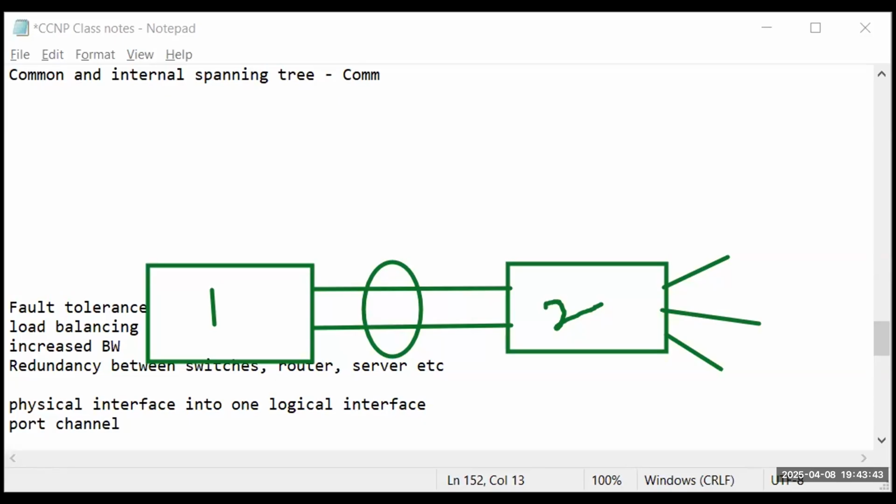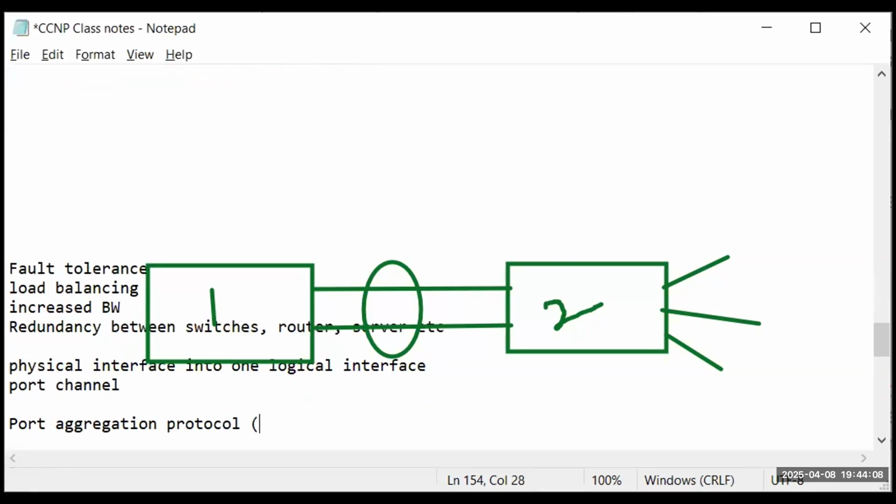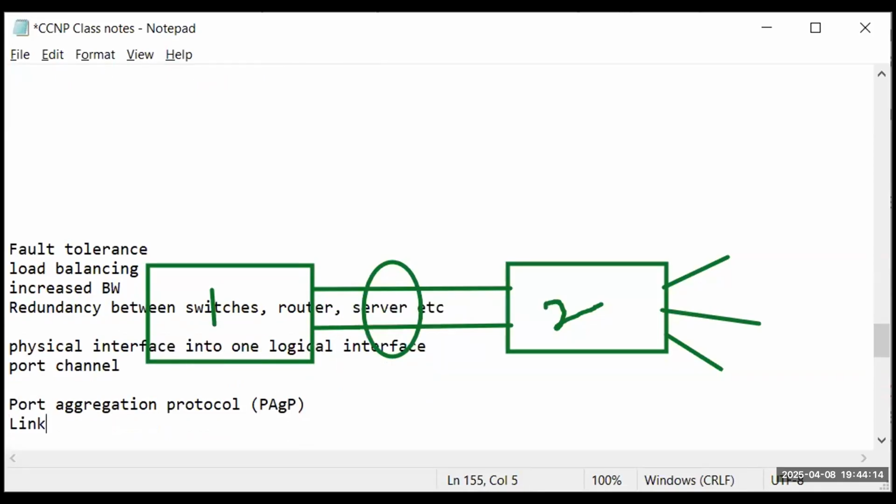So EtherChannel is formed through two protocols. One is port aggregation protocol, we call it PAgP, and link aggregation protocol, LACP.